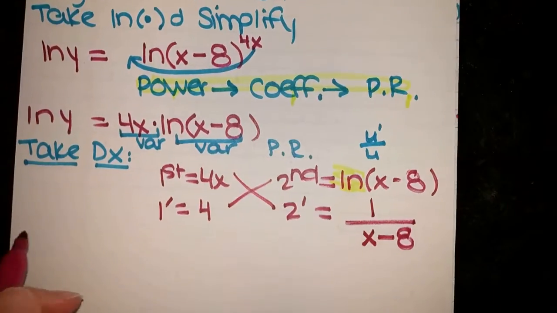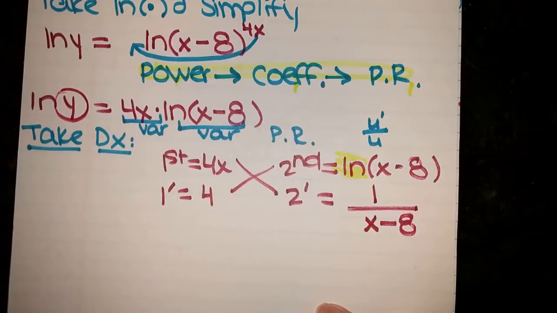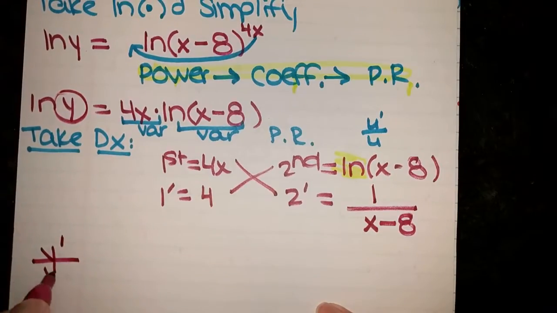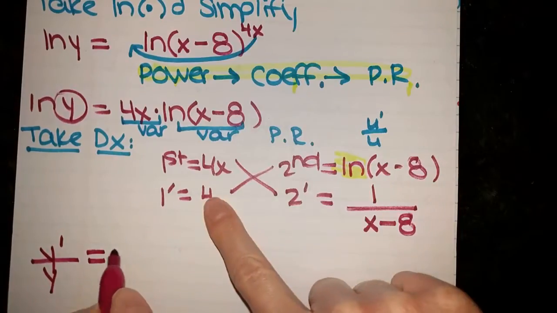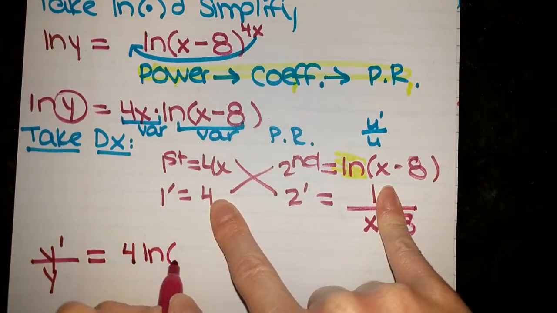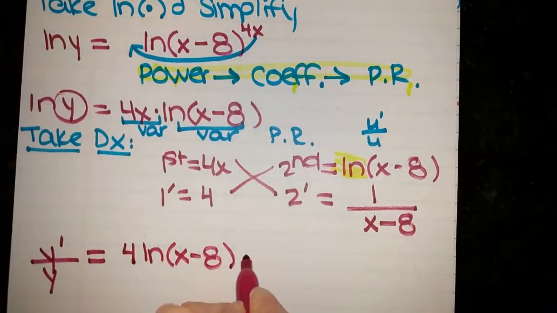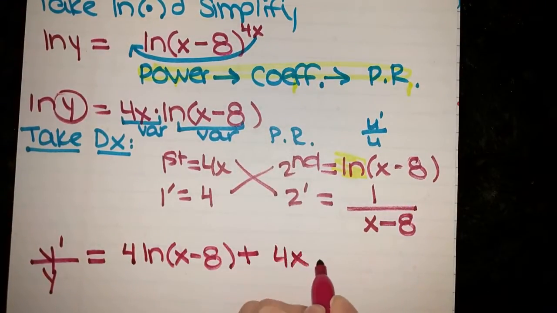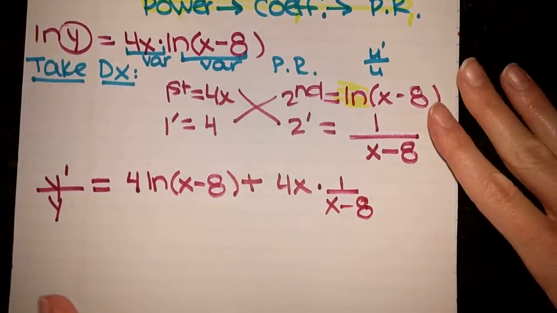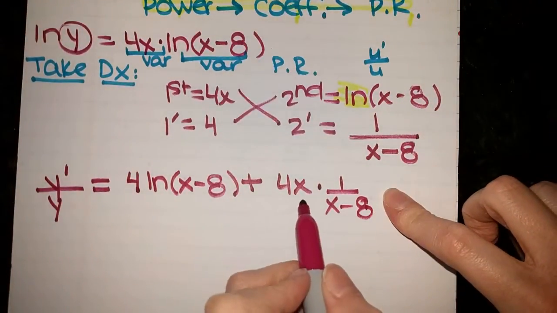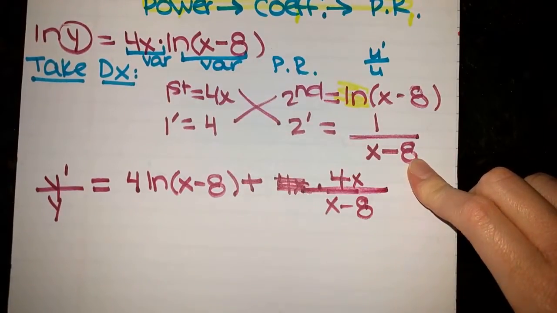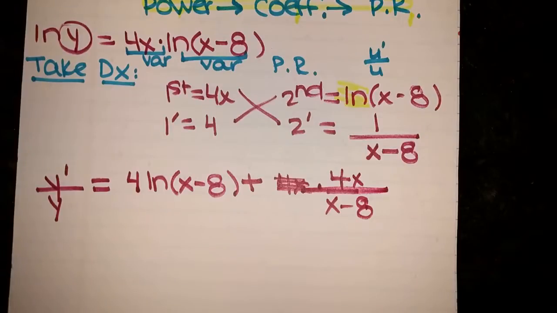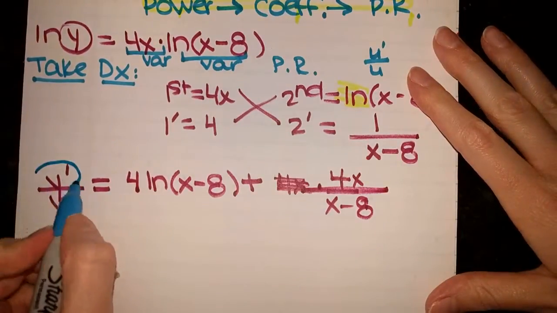Now, the left-hand side we talked about, because we're dealing with natural log of y, is always going to be y prime over y. And then the right-hand side, we're going to do this cross, so it's going to be 4 times natural log of x minus 8, and then plus 4x times 1 over x minus 8. All right, so at this point, you could combine this as one fraction. So what I'm going to do is cross this out and say that this is 4x over x minus 8.